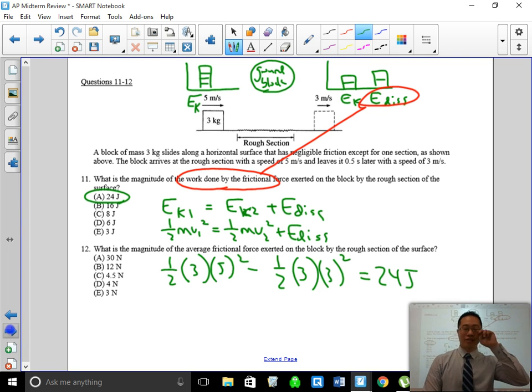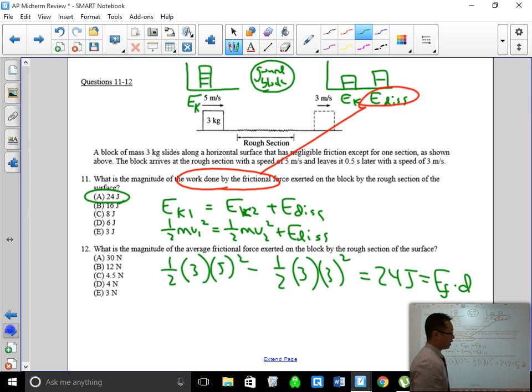And then when they ask us what's the amount of frictional force that was applied to it, well, if we're looking for the frictional force, that means we have to use a little bit of kinematics here. I would want to try to set this equal to friction times distance, but I don't know the distance, so I can't just plug in like that.